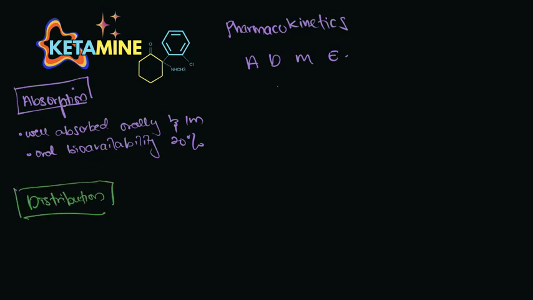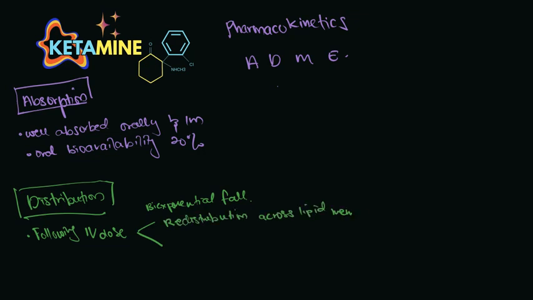As for its distribution, following its administration via IV route, ketamine has a bi-exponential fall in its concentration. The first fall of its concentration is due to its redistribution across lipid membranes. Ketamine is extremely lipophilic. And the next fall in concentration is due to slower hepatic metabolism.